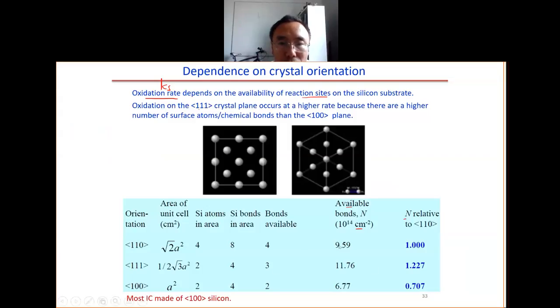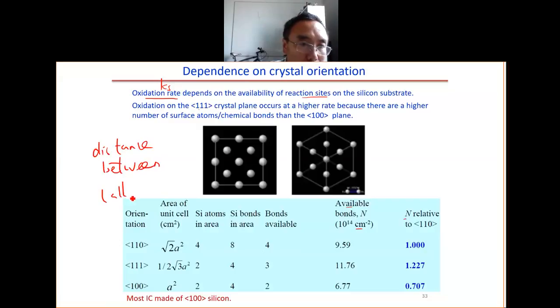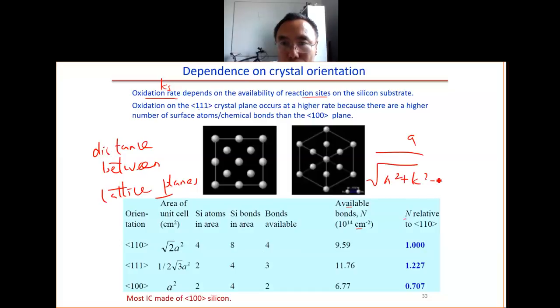So I didn't calculate myself, but if you look at the number here, you can see that the number density is related to the distance between lattice planes. This is given by h squared plus k squared plus l squared for the HKL plane, so the distance between the two lattice planes is given by this formula. The number here is related to this one, but actually it's more complicated because we also need to count the bonds available. But anyway, I will not ask you to do this kind of derivation.